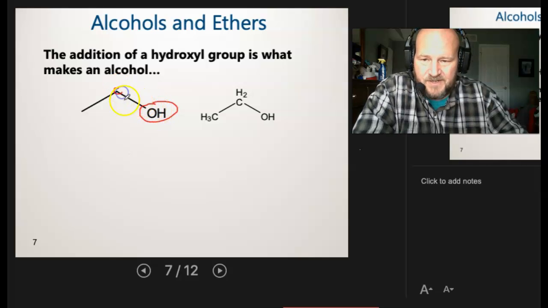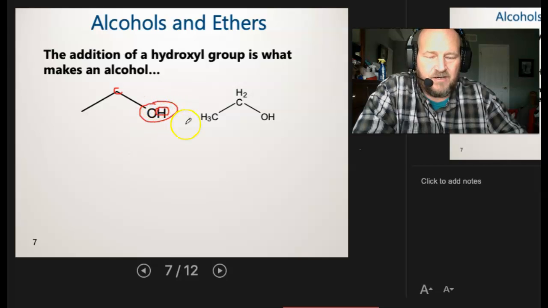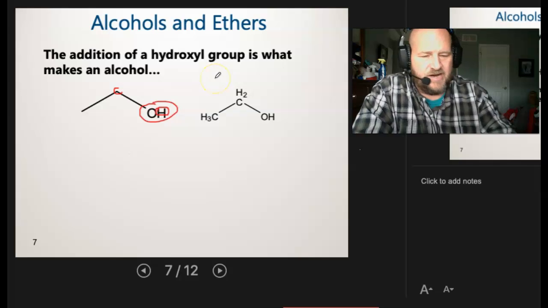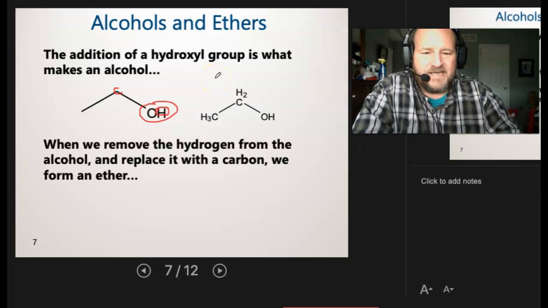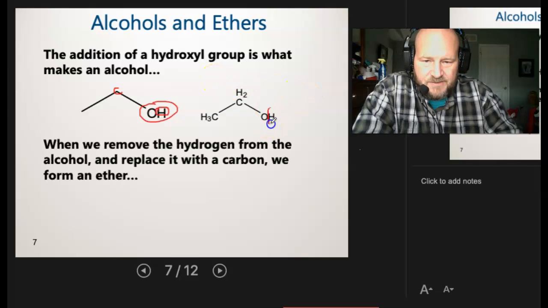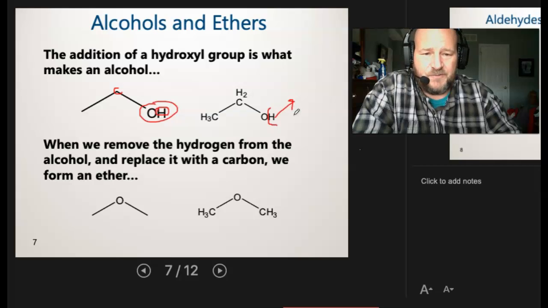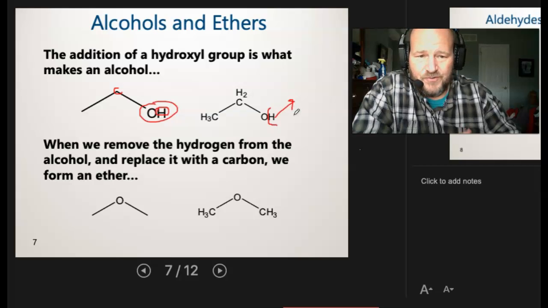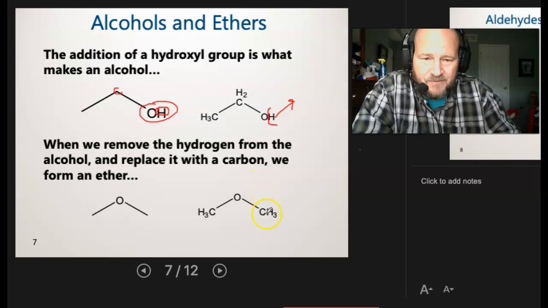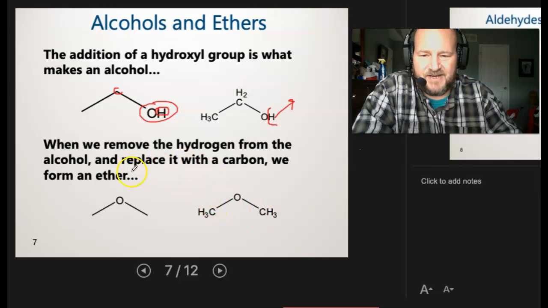So we have a carbon-oxygen single bond, and then you have to have the OH for it to be an alcohol. So here's ethanol, that's our drinking alcohol. If I take this hydrogen off, the hydrogen that's on the alcohol, and we can do that chemically, and replace it with what we call an R group or an alkane, in this case I just put a methyl over here, so now it goes carbon, oxygen, carbon. That is going to be our ether.